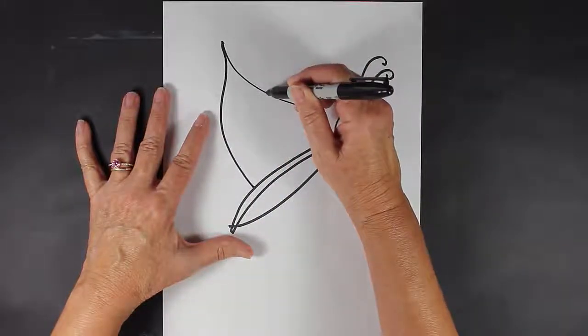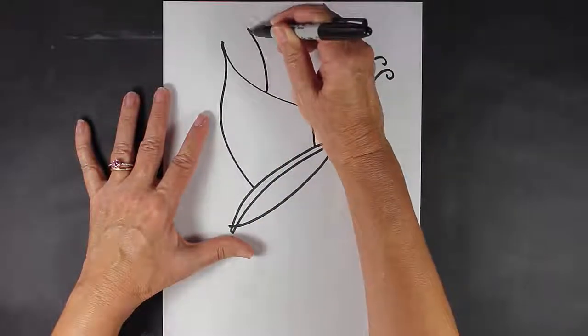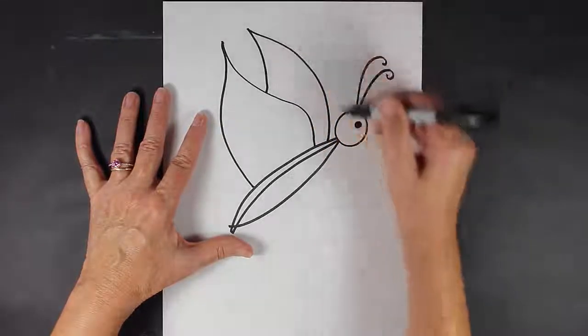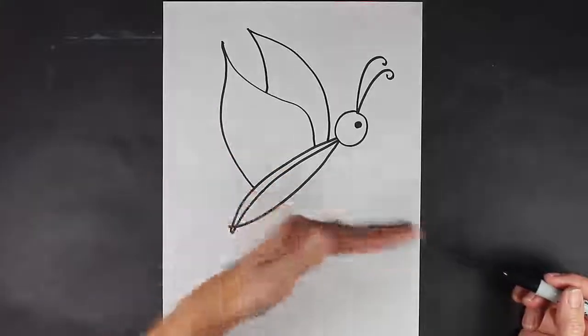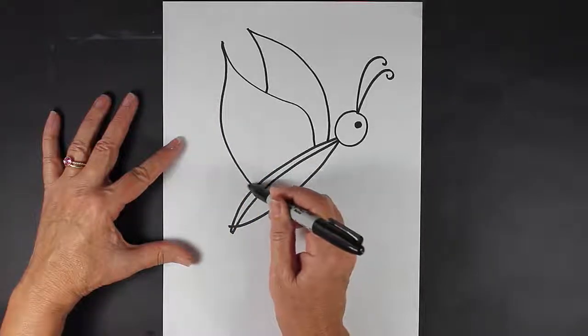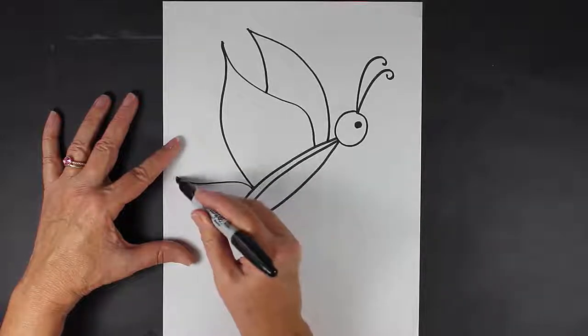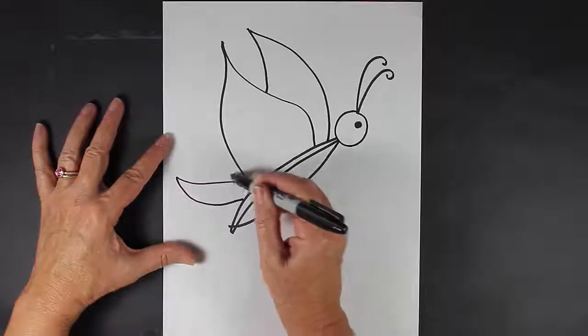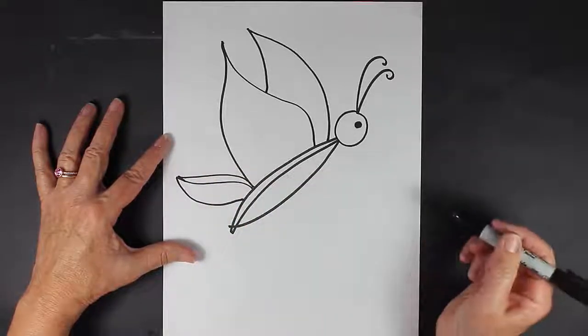And then for the wing that's a little bit further away from us, we're going to go like this. So it's a curved line coming up and a curved line coming down because the butterfly is flying this way. For the bottom part of his wing, I'm just going to make a couple of curved lines. That's the one in the front, and then this is the one in the back.